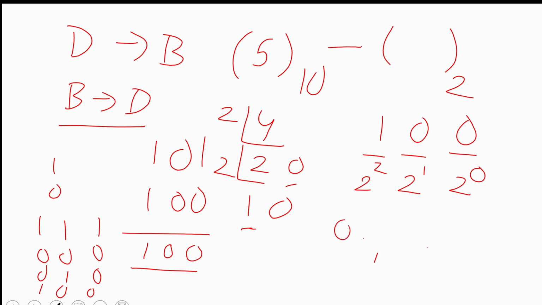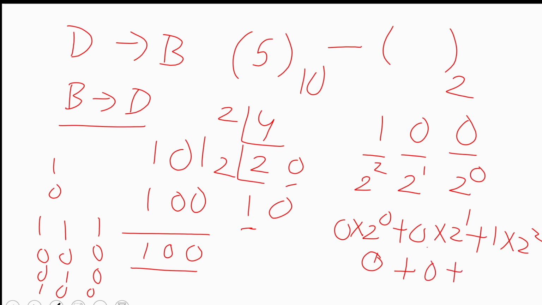Then it will be 0 into 2 to the power 0, plus 0 into 2 to the power 1, plus 1 into 2 to the power 2. 0 multiplied with anything will be 0. Plus 0 multiplied with anything will be 0. 1 into 2 to the power 2 is 1 into 4, which gives 4. So 0 plus 4 gives the decimal number 4. So you will get the output as 4.